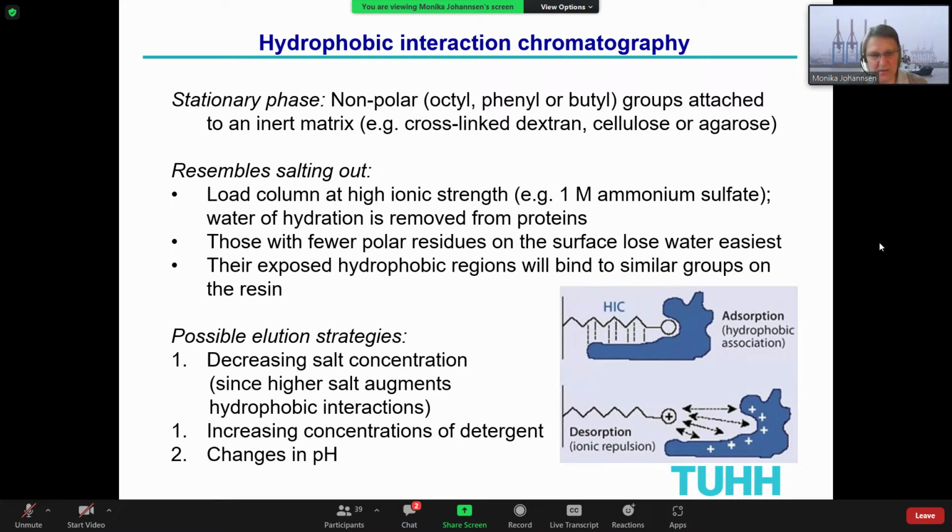This will decrease the hydrophobic interaction, or we can increase the concentration of a detergent, and we could also do some changes in pH. This can also lead to ionic repulsion, for example.